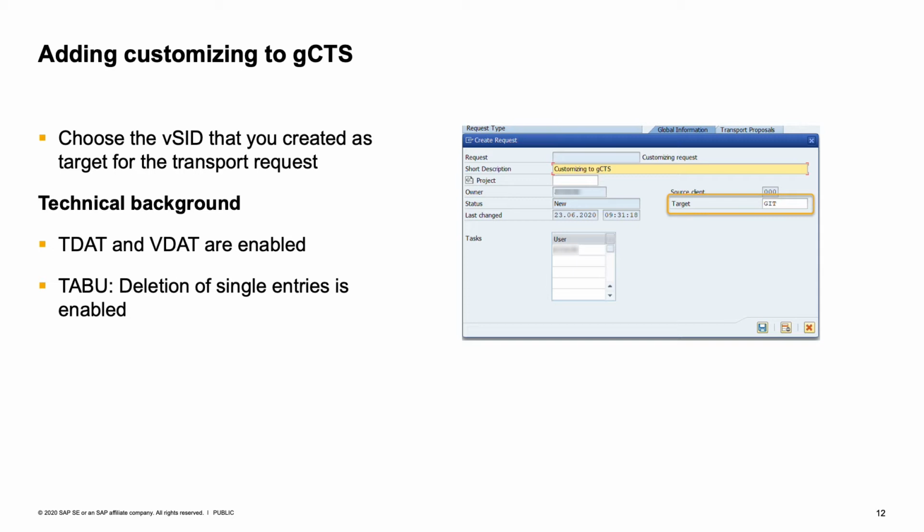Technically speaking, what we can support as customizing in 2020 is TDAT and VDAT. So if you're looking for CDAT, then you would have to wait for a while, because what we have initially now are these 2 types. In addition, what's now possible is to transport the deletion of table entries. So that was also not possible in the past. You could transport table entries, new ones or changes, but you could not delete them. And that's now also changed.